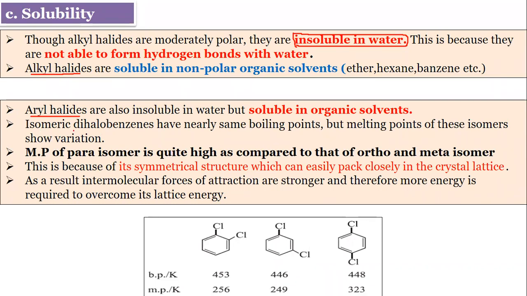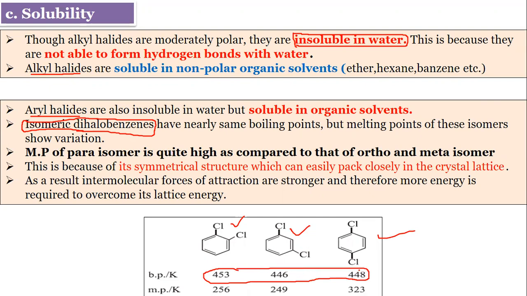But in case of isomeric dihalobenzenes, this is very important for the CET. Please concentrate. One example is given here. This is 1,2, ortho. This is 1,3, meta dichlorobenzene, and this is para dichlorobenzene. If you observe, the boiling points are nearly the same, meaning there is a 1 or 2 or 3 degree difference. This is 453 Kelvin, this is 446 Kelvin, and in case of para, it is 448 Kelvin.